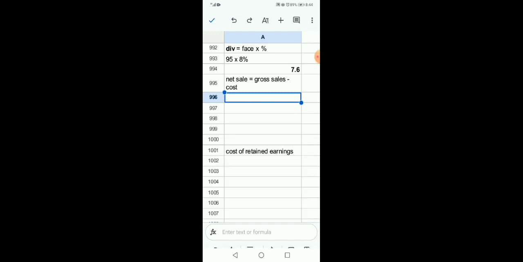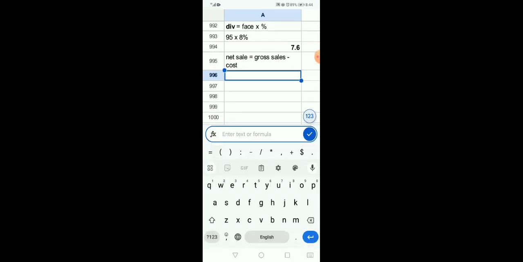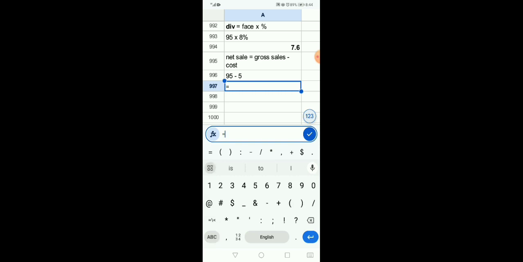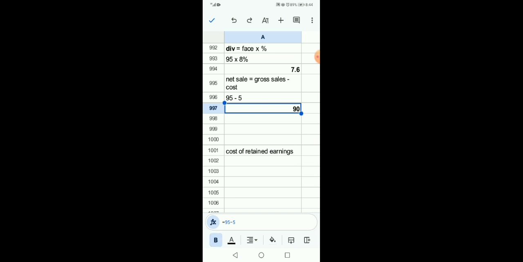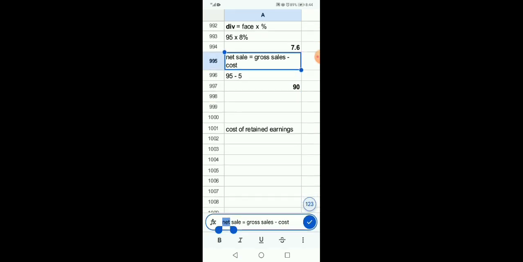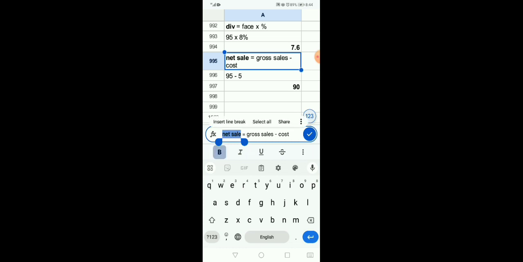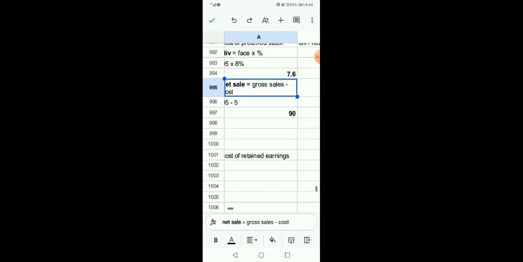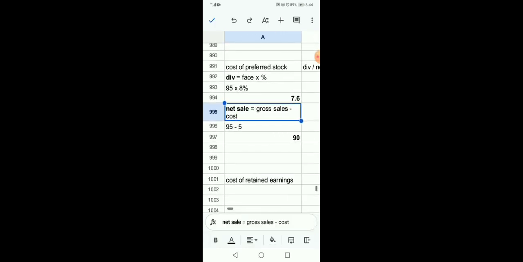Cost is 5, with which you can calculate your net sales. 95 is to be considered as gross sales. You will subtract cost, which is 5. Here is the mathematical statement. Now calculate it. 95 minus 5 is 90. 90 was your requirement, and what you have calculated right now is net sales. All of our requirements to calculate cost of preferred stock are completed.